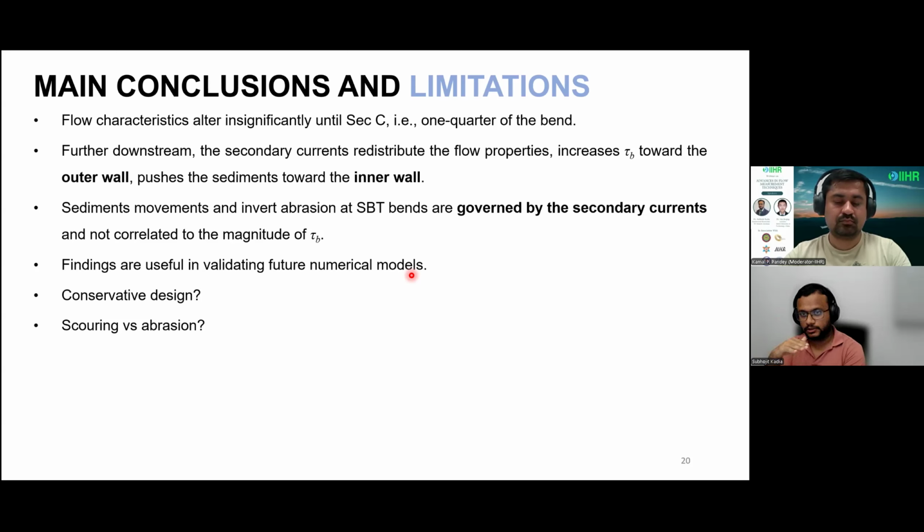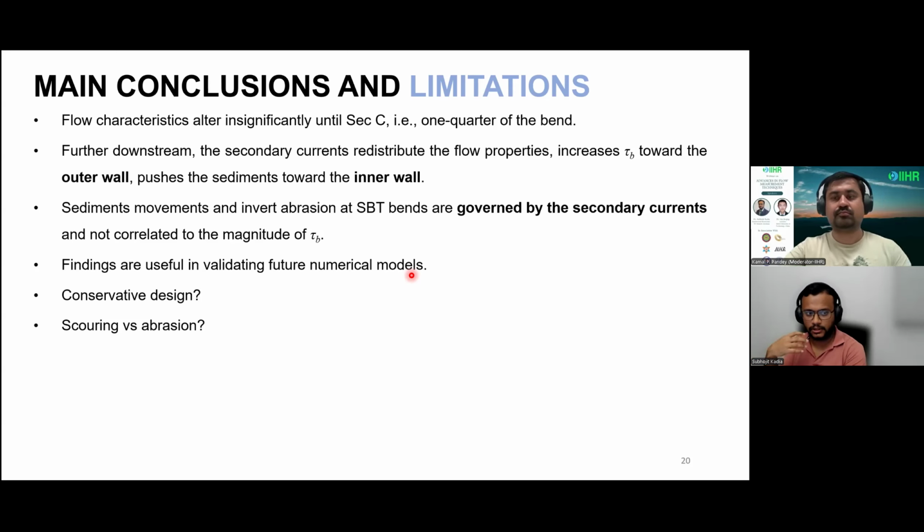However, the near bed horizontal component toward the inner wall is pushing the particles toward the inner wall, and once the particles are pushed toward the inner wall, they remain attached to it, although the bed shear stress is low toward the inner wall. So the general conclusion is that, although the bed shear stress is higher toward the outer wall, it is the secondary current that is the main governing force behind the concentration of the particles towards the inner wall. And as the particles concentrate toward the inner wall, this can induce deeper abrasion towards the inner wall as compared to the outer wall, as observed in actual sediment bypass tunnels.